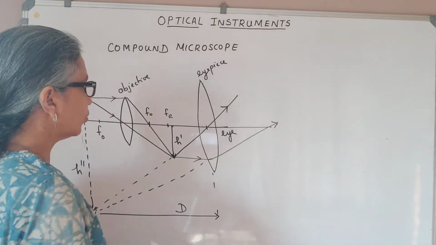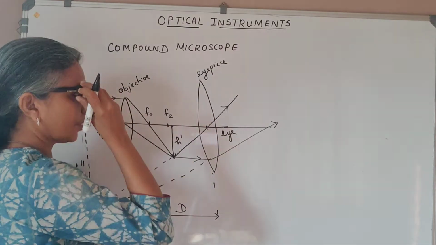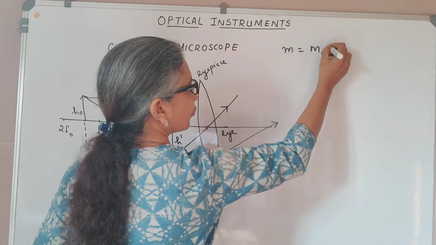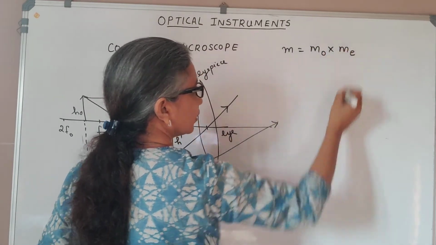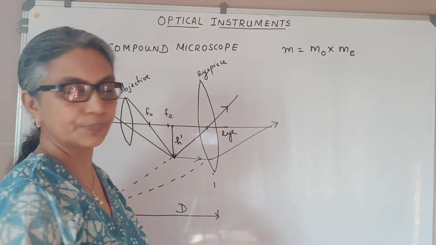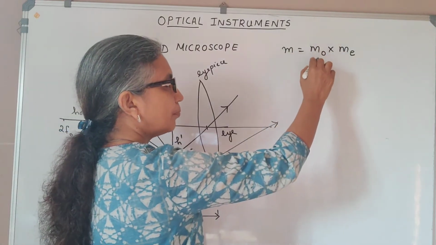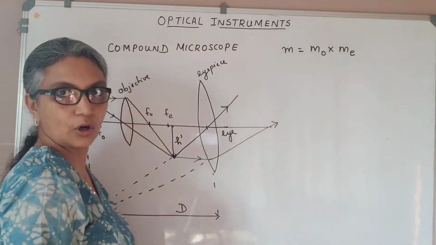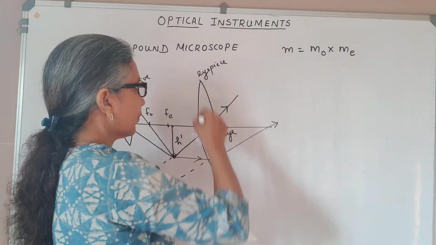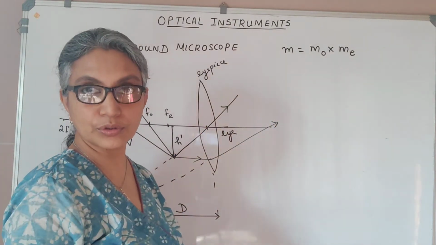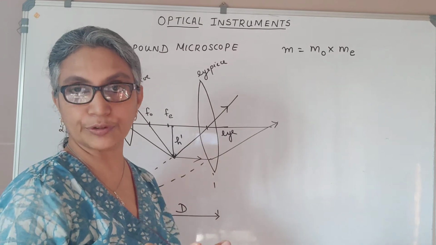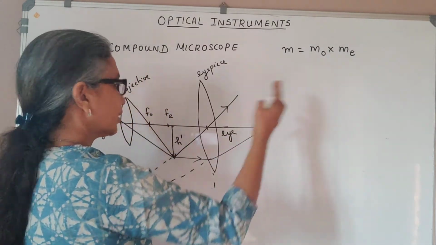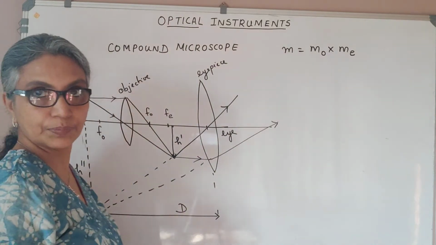Now, when there are two lenses, please remember that the total magnification will be the product of the two. This we have discussed in the last session when we did power. That magnification is MO into ME, where MO is the magnification due to the objective and ME is the magnification due to the eyepiece. So you see here there is double magnification. One magnification done by the objective, a second magnification done by the eyepiece.